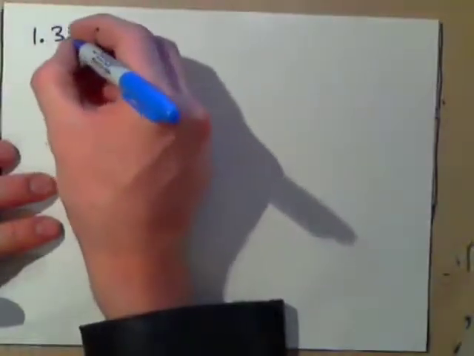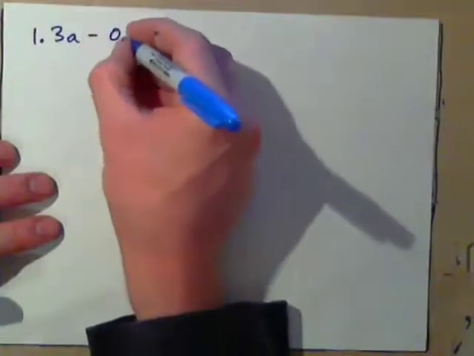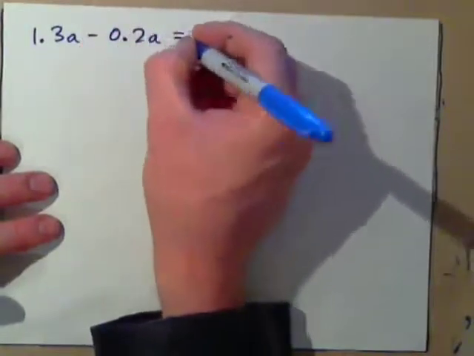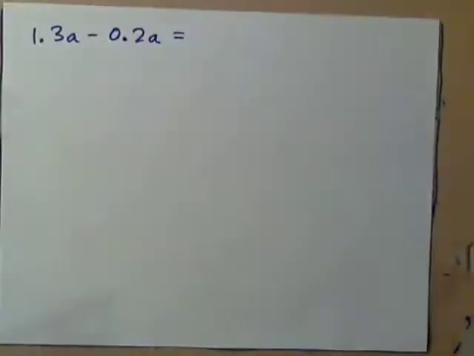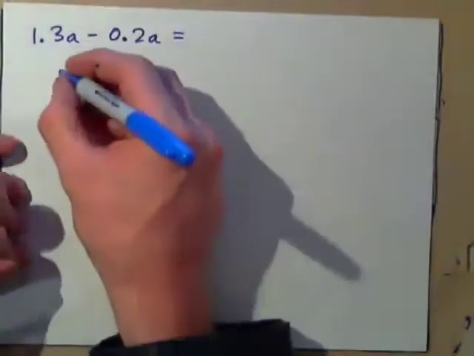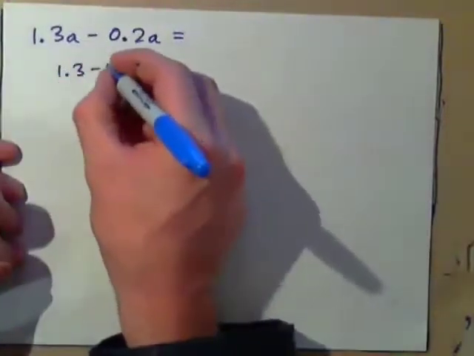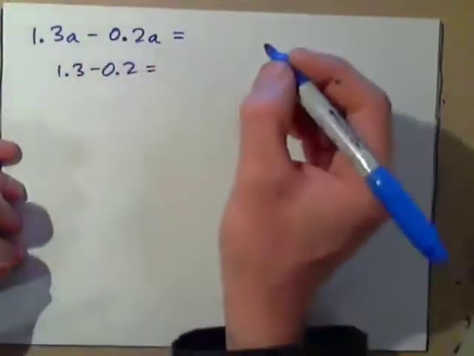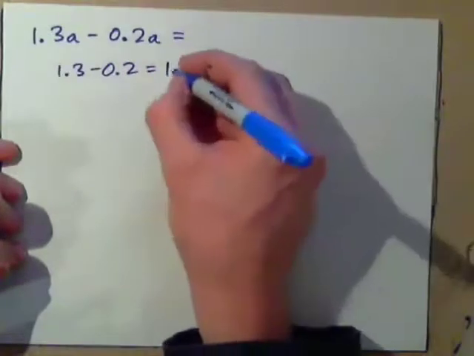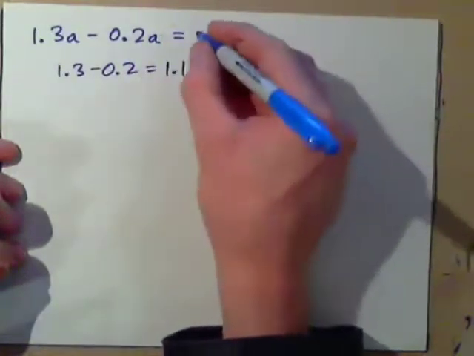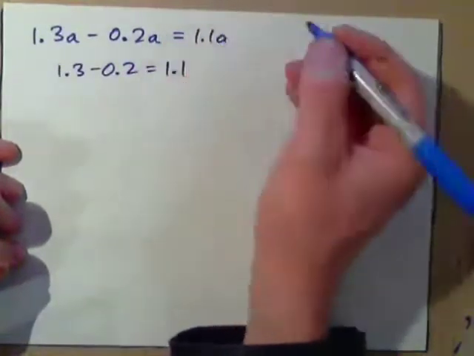Let's have a look now at decimals. 1.3a minus 0.2a. What would that be? Again, we have like terms, a's. Just combine the coefficients. What's 1.3 minus 0.2? What's that equal to? Well, it's 1.1, isn't it? So this whole thing becomes 1.1a.